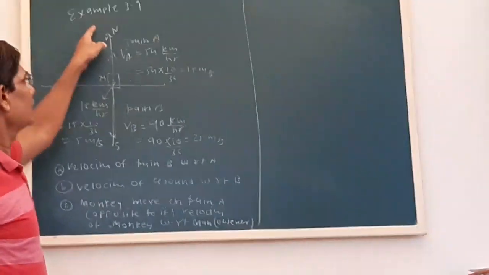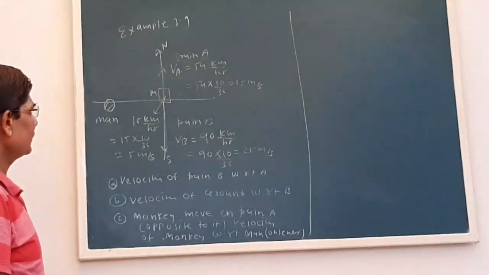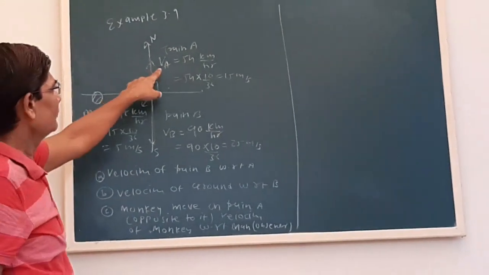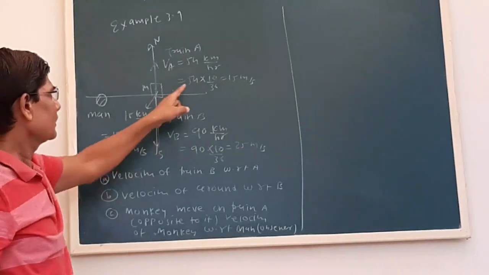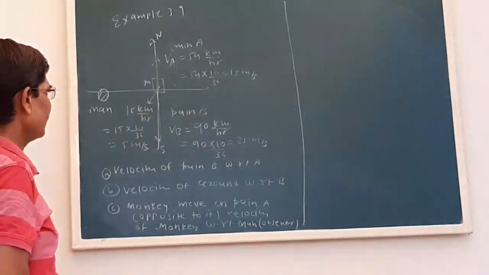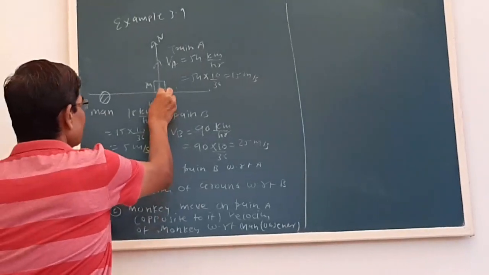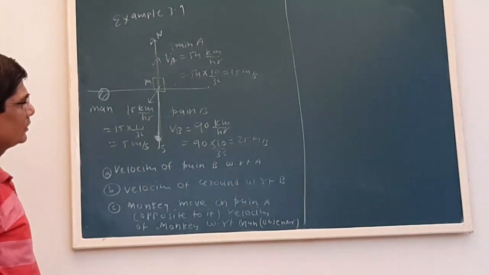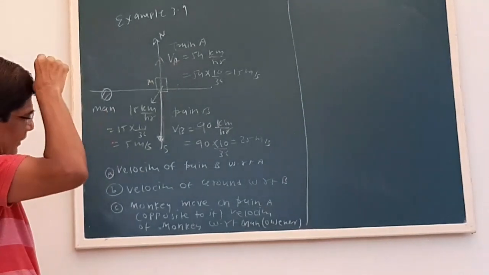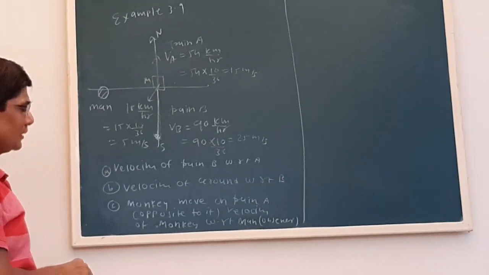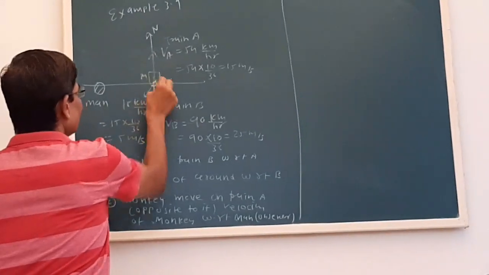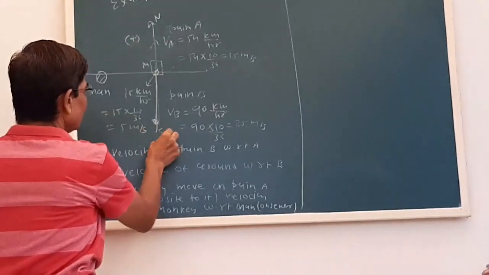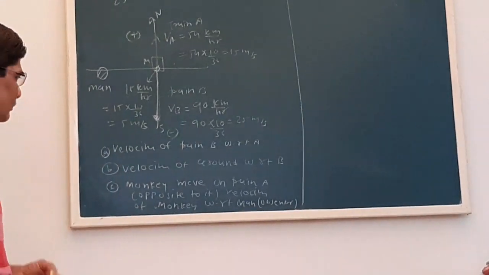Now see our example 3.9. The question says, a train A moves in the north direction with a velocity of 54 km per hour. That is, when we convert, 15 meter per second. See, the train B moves in the south direction with a velocity of 25 meter per second. Okay. Now see by convention, this will be our origin. Upward direction velocity we take positive, and velocity in the downward direction is negative.